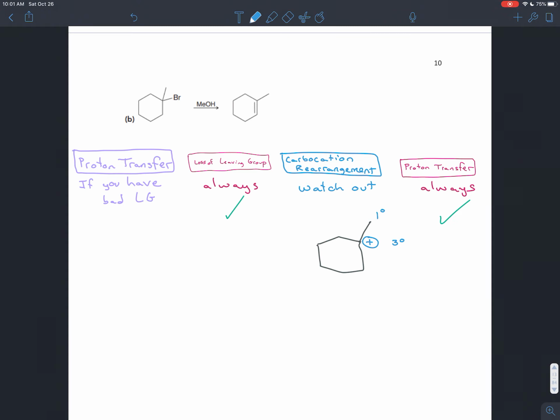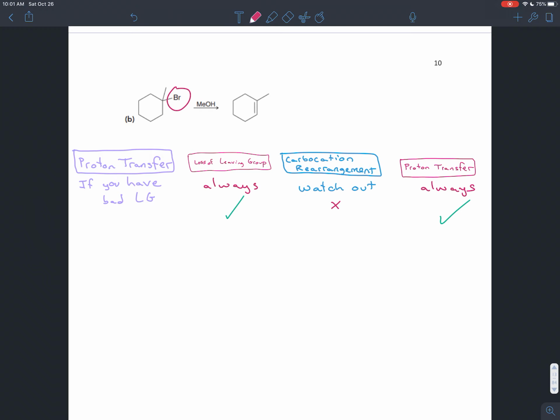The carbon above it is primary, to the left secondary, to the bottom secondary. So the carbon that carbocation is on is already the most stable carbocation. So the carbocation won't rearrange. It's already its most stable self, so we won't have to worry about that. Then let's look at the leaving group. We have a bromine. Bromine is an awesome leaving group.